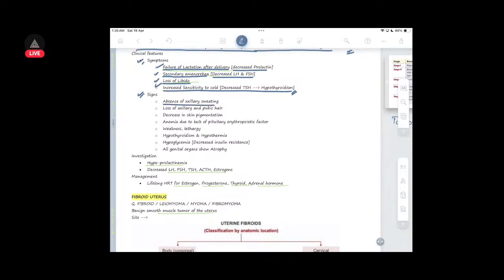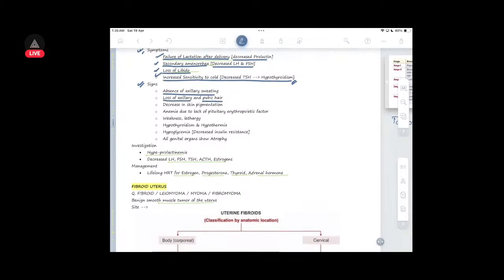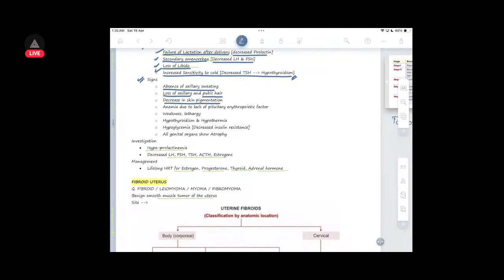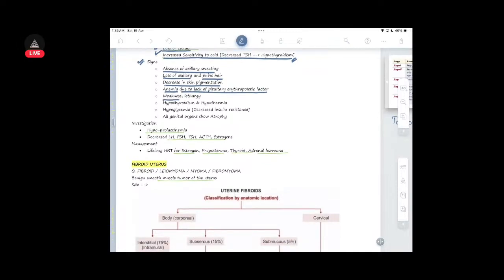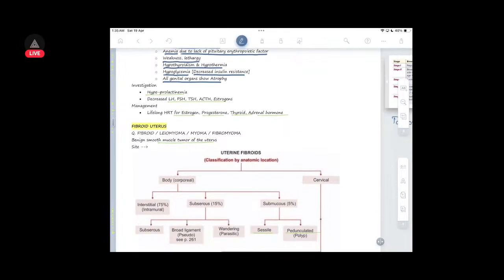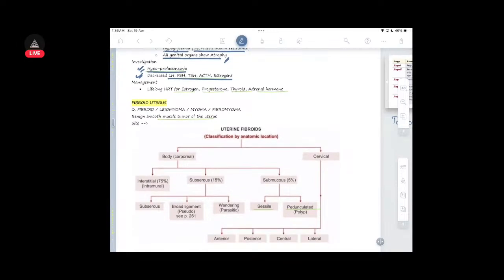There is loss of axillary and pubic hair. There is decrease in skin pigmentation. There is anemia due to lack of pituitary erythropoietic factor. There is weakness and lethargy, hypothyroidism, hypothermia, hypoglycemia, and all genital organs show atrophy. Investigations: hypoprolactinemia, and decreased LH, FSH, TSH, ACTH and estrogens. Management: you have to provide lifelong HRT for estrogen, progesterone, thyroid and adrenal hormone.